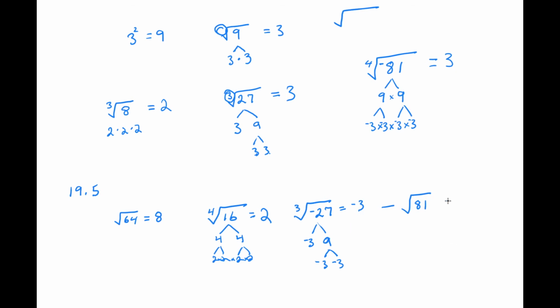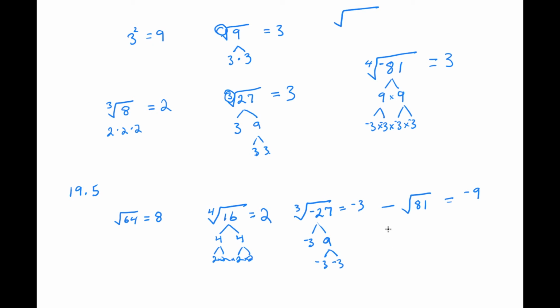Okay. Now if we have a negative on the outside of the radical sign, then it's just asking for the opposite of this result. And we know that 9 times 9 is 81. But it's asking us for the opposite of 9. Well, the opposite of 9 is negative 9. So all you have to do is solve this and slap that negative symbol on there, and you're good to go. So let's move on.